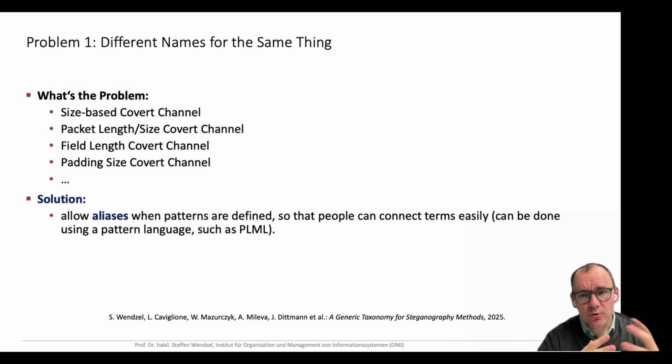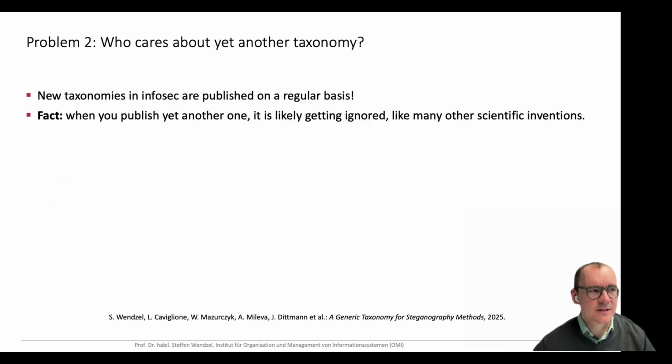So the solution that was already proposed in 2015 in the first paper is to use aliases and apply a common unified description method called patterns in a unified language, that was PLML, the Pattern Language Markup Language, version 1.1. That works because we can then link patterns to each other and have a unified structure for their description. That's nice to have. So we apply aliases. Okay, then we have somehow solved the issue that different things are described with the same name. But who cares about yet another taxonomy?